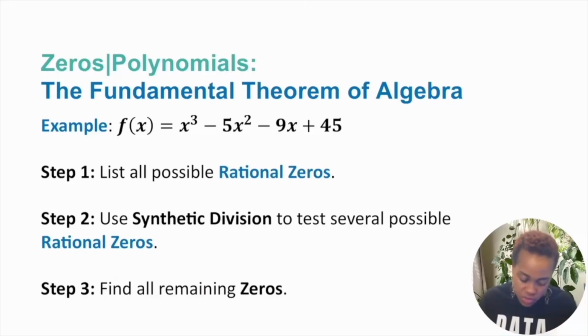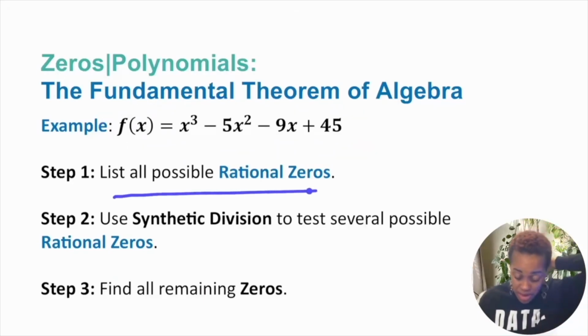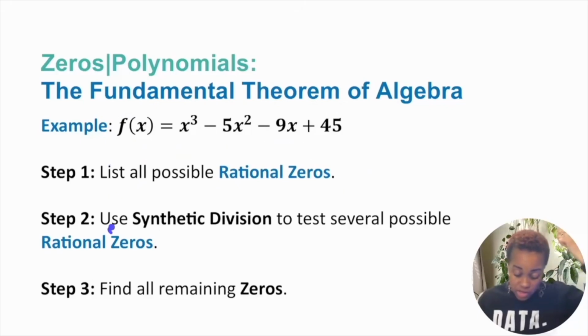So let's do this one. We're going to go through the steps. We're going to list all the possible rational zeros, use synthetic division to test which one we have, and then find all the remaining ones. Now, I promise you, we're not going to go through all 12 of them. I won't do that to you. We're just going to go through a couple, so you can see from start to finish how it works.